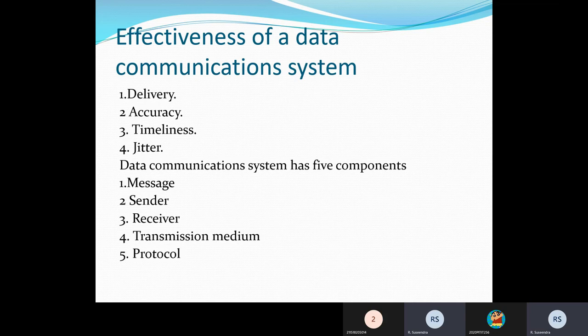So the time accuracy, and the jitter, which means the error. Some extra data, if I'm using some phone and typing some text, some extra words by mistake we add, then we delete, right? So these are the jitters in the network. Some jitter messages and some waste messages will be added to our mail.